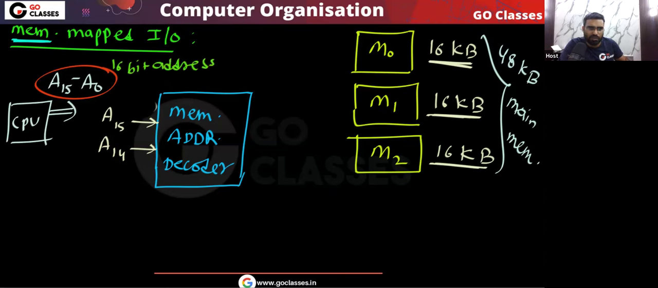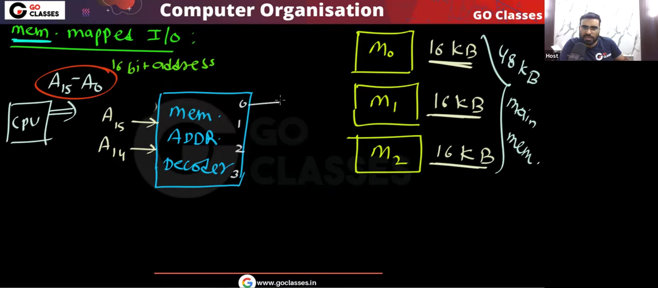Okay. So, what we are doing? We are using the 2 MSB bits of the address to access these memory modules. You can easily see, let's assume this is a decoder, our decoder, with outputs 0, 1, 2, 3.